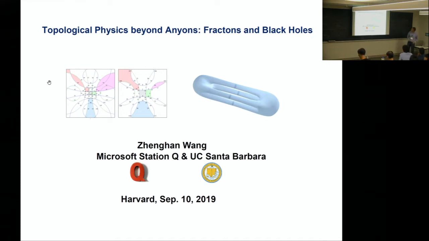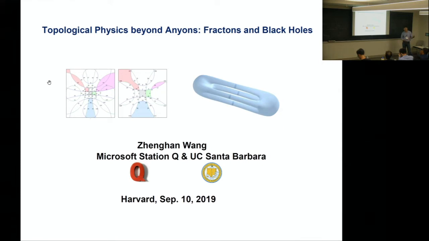I will talk about topological physics beyond anions. First I should say what I mean by topological physics: it still means gapped, not gapless. A lot of people try to make sense of topological for gapless. That's much more interesting and much harder. So I'm still in the conventional regime.